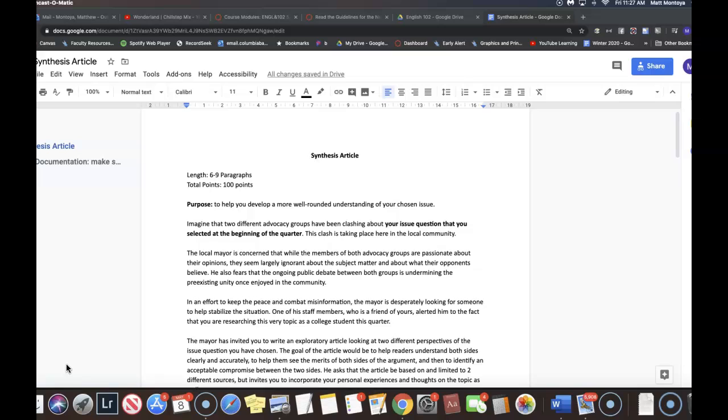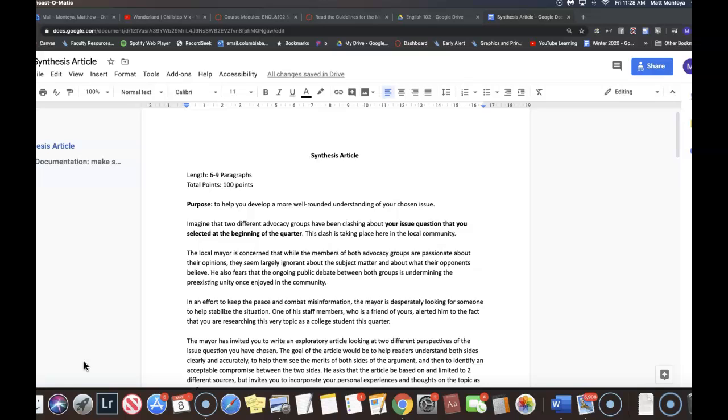And you're also going to use a second source that contradicts in some way that first source. Now, it doesn't have to contradict everything that it says, but at least there needs to be some difference of opinion, some contradiction. So you're going to find that second source, and you're going to use both of those sources to create a well-rounded view of this issue. So as it says in the instructions, there's a hypothetical scenario where you're trying to help the mayor by informing the public about both sides of the issue and make a compromise.